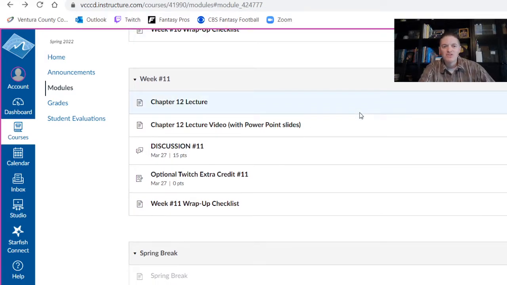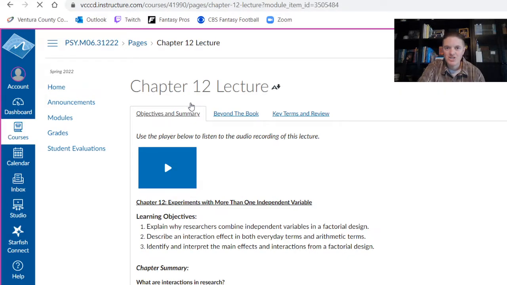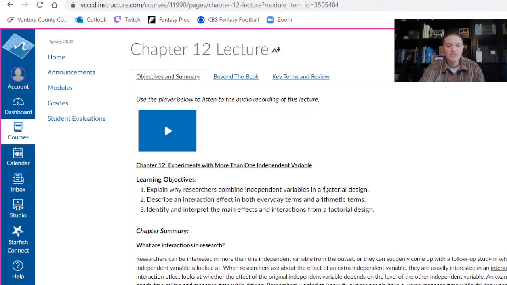This week we move on to chapter 12. So week 11, chapter 12, and then next week is spring break. So chapter 12, if we click on this, you're going to want to, of course, read chapter 12 in the textbook. I really think the textbook will give you a wonderful overview. And what we're covering here are experiments with more than one independent variable. So we're going to make it a little more complicated. So I'm sorry if you're barely hanging in there. We're going to continue to make it a little more intricate.